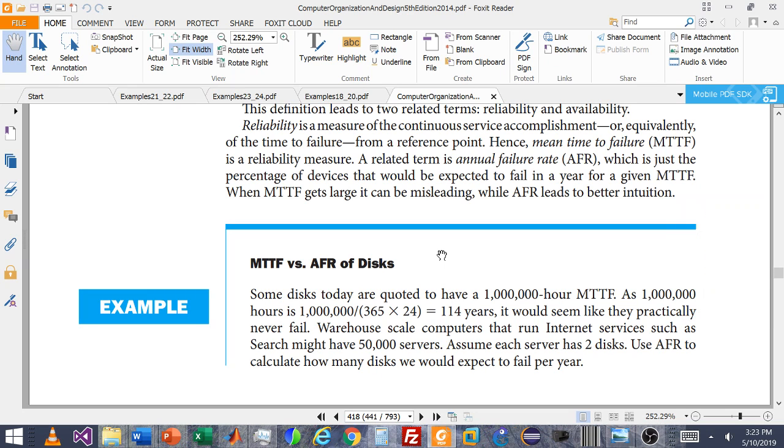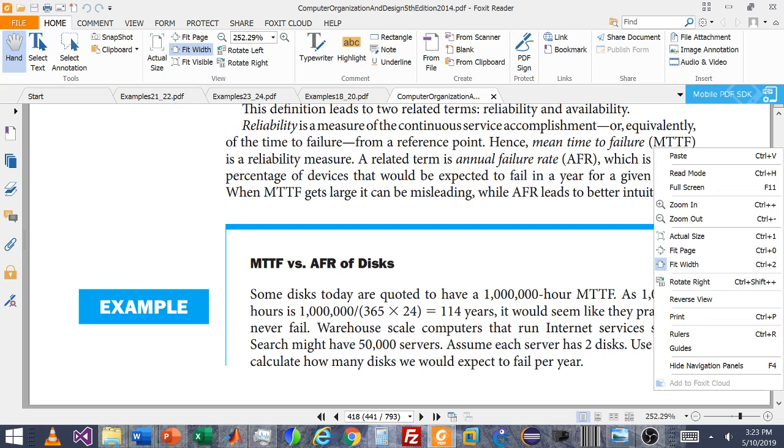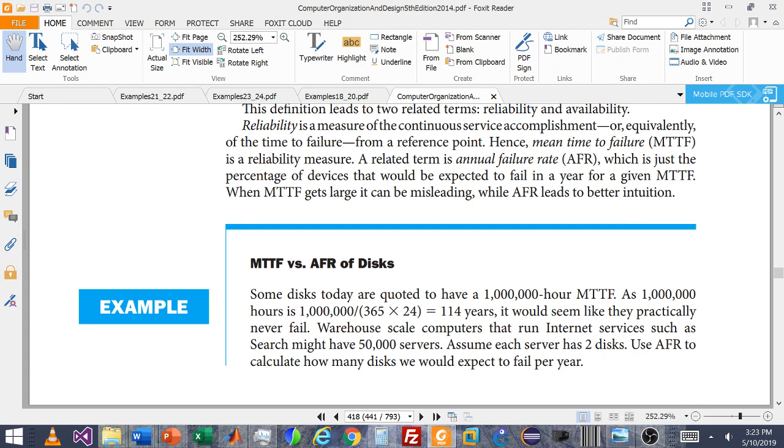So the example your peers went through with you in class is pulled up here on the screen, and it is of MTTF. Just to review real quick, the book talks about what MTTF is and how it relates to annual failure rate or an average over some amount of time. And then it goes through this example.